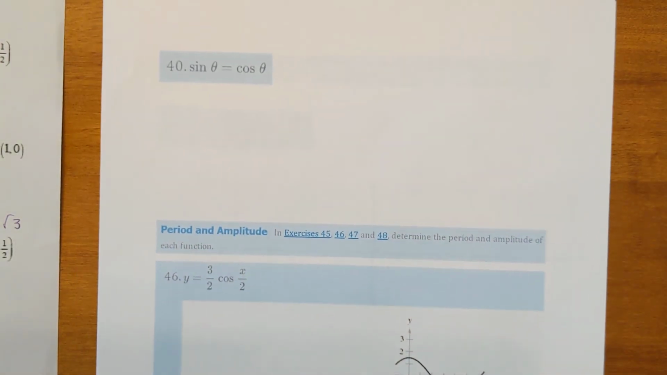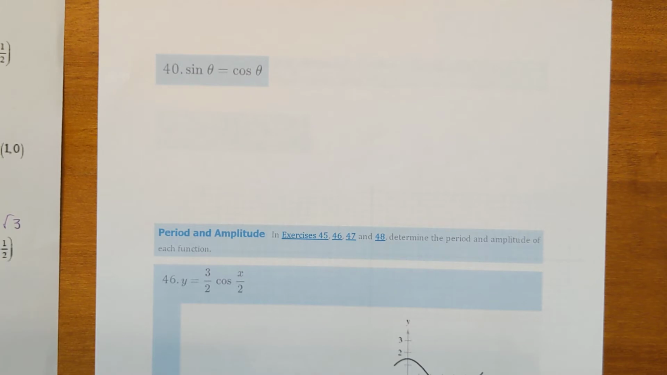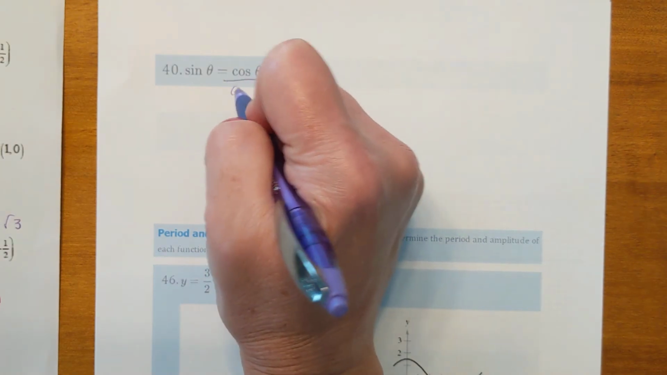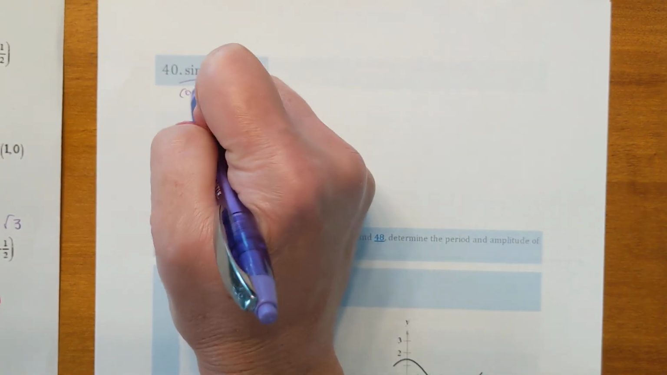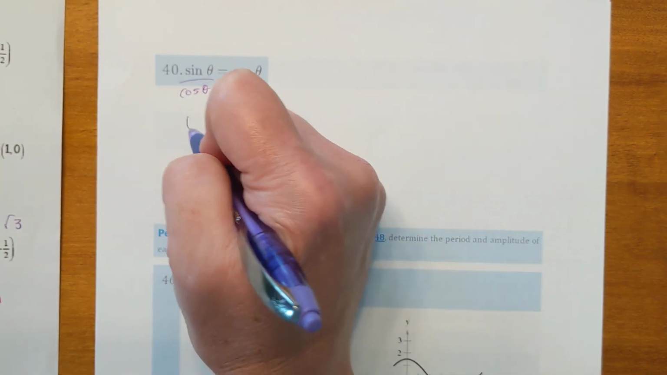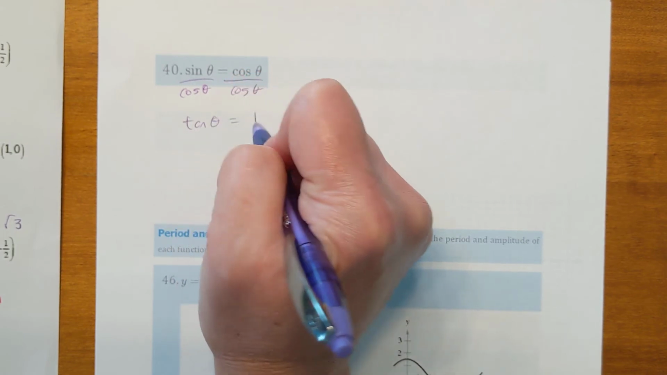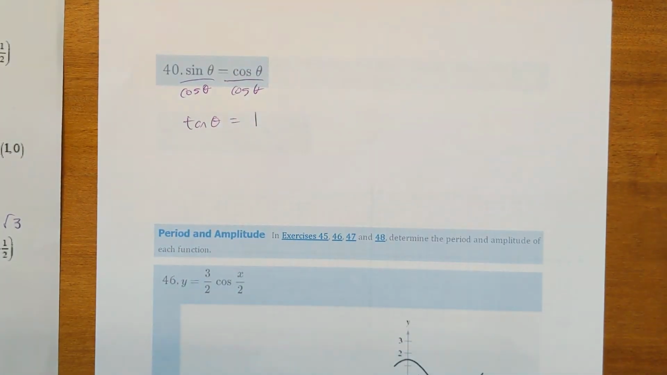On the next page, they have a sine and a cosine here, and we're supposed to solve it. That's like having two different letters in the equation, like the letter x and the letter y. Remember, the goal is always to get it down to one letter to solve it, so we need to get it down to one variable, which I'm going to do by dividing by the cosine. That way we've gotten rid of the word cosine, and that changes it to tangent equals 1. Now we only have one word, just tangent.